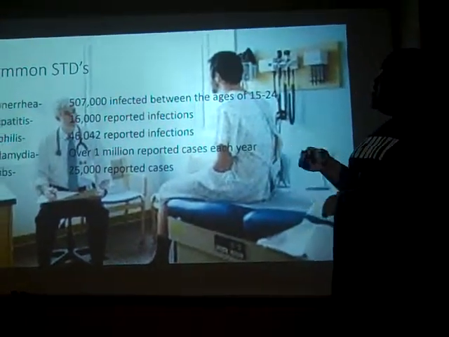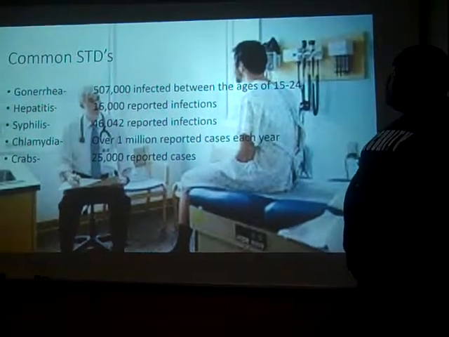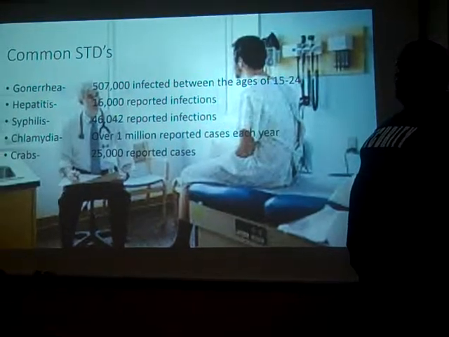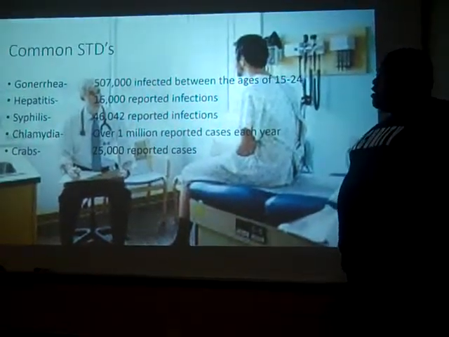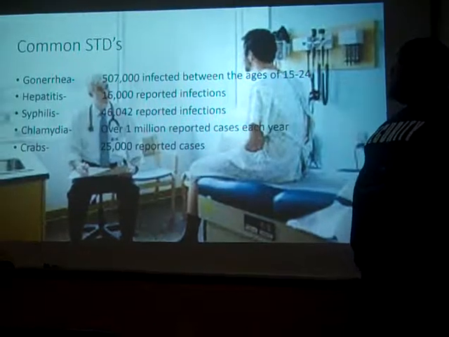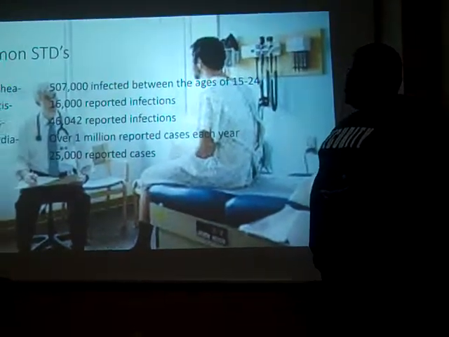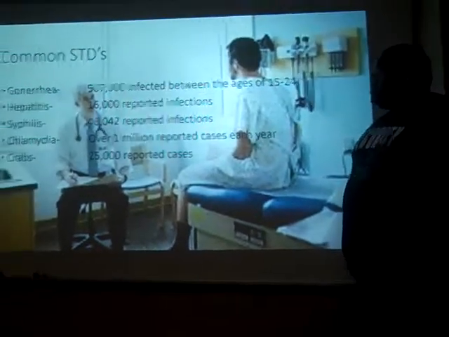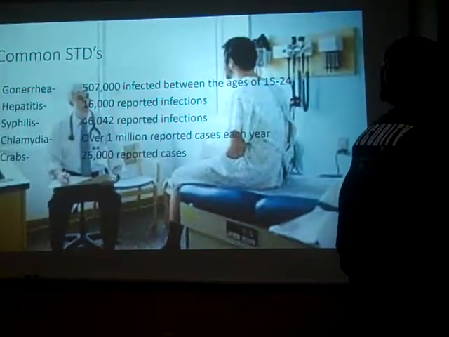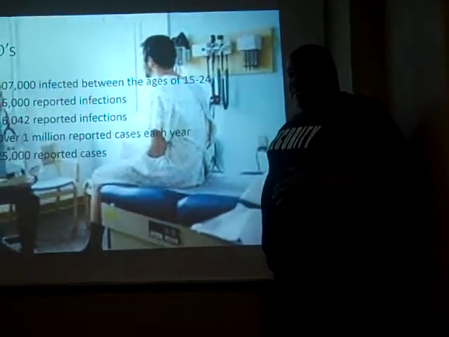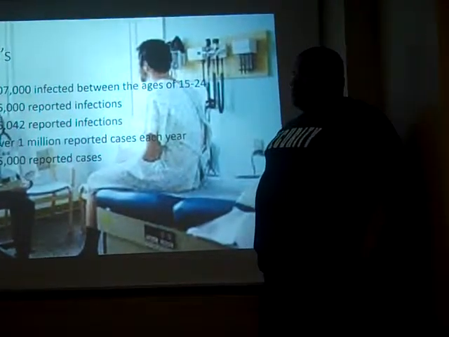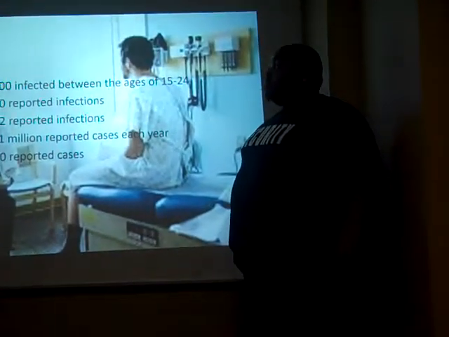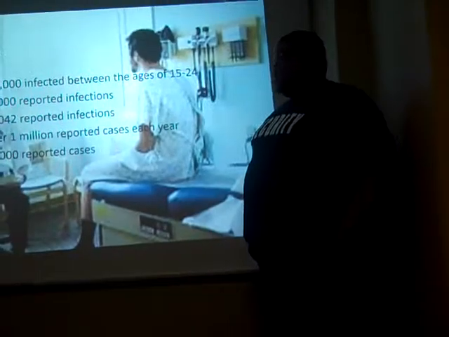Gonorrhea. Over 507,000 are infected between the ages of 15 and 24 years old. So that's 500,000 teenagers being infected with gonorrhea before they reach the age of 25. With hepatitis, we have 16,000 reported infections in the past year. So basically, that's the size of a small to medium-sized town of teenagers that are infected with hepatitis each year.